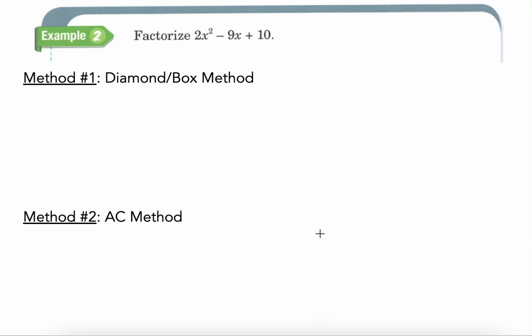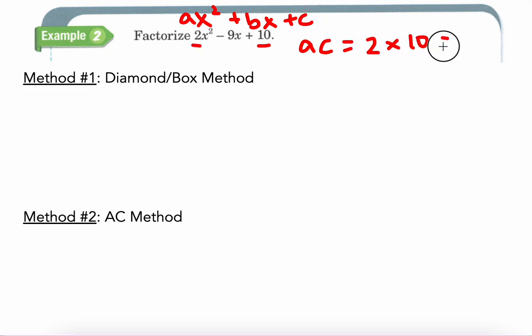All right, the AC method. You probably have figured out it actually is a bit similar to the diamond box method because you probably recognize the AC, right? For the first method, we had to figure out the product of A and C because this is ax squared plus bx plus c, right? So we multiplied 2 and 10 to get to 20. So the AC method also is similarly going to use the product of A times C to get to that 20.